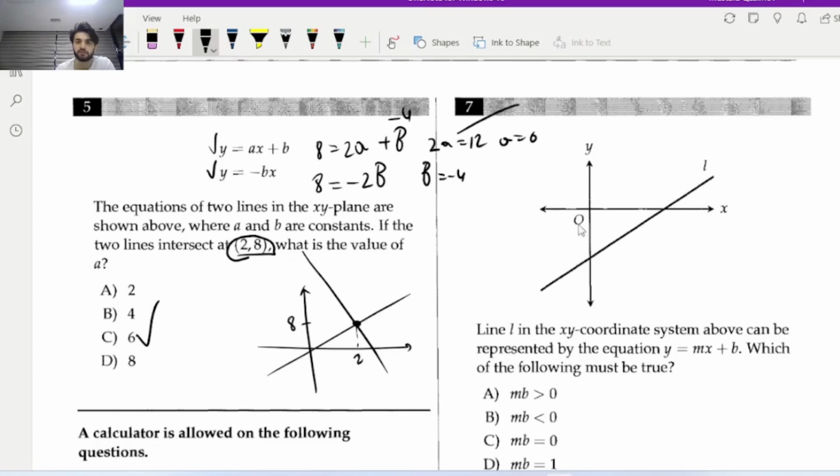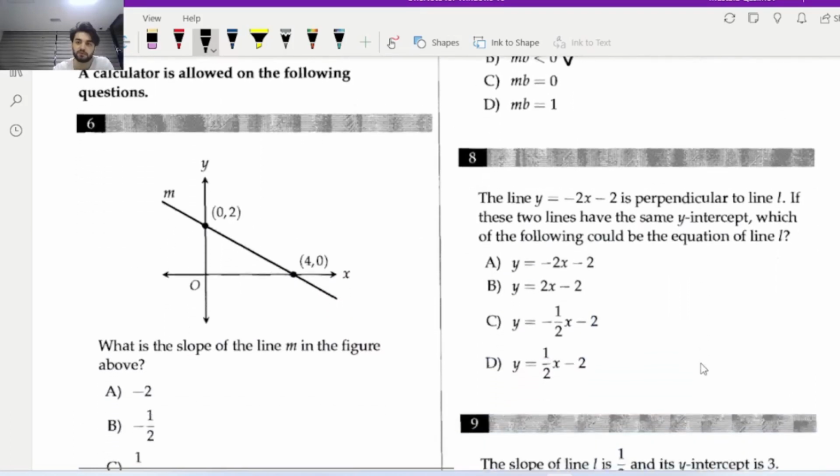Okay, for 7, the line is going up. That's why the slope of this line is positive, and this point is the y-intercept. That's why b is negative. That's why the answer is less than 0, because positive multiplied by negative is negative.